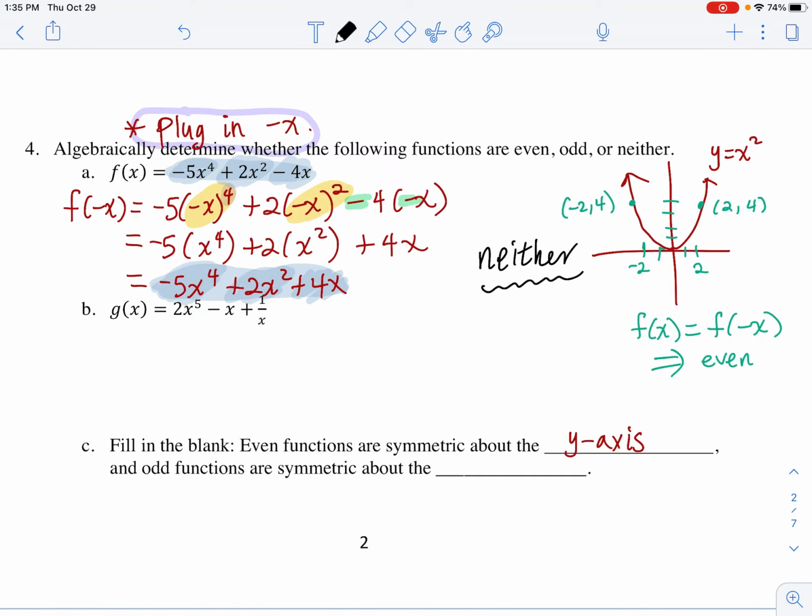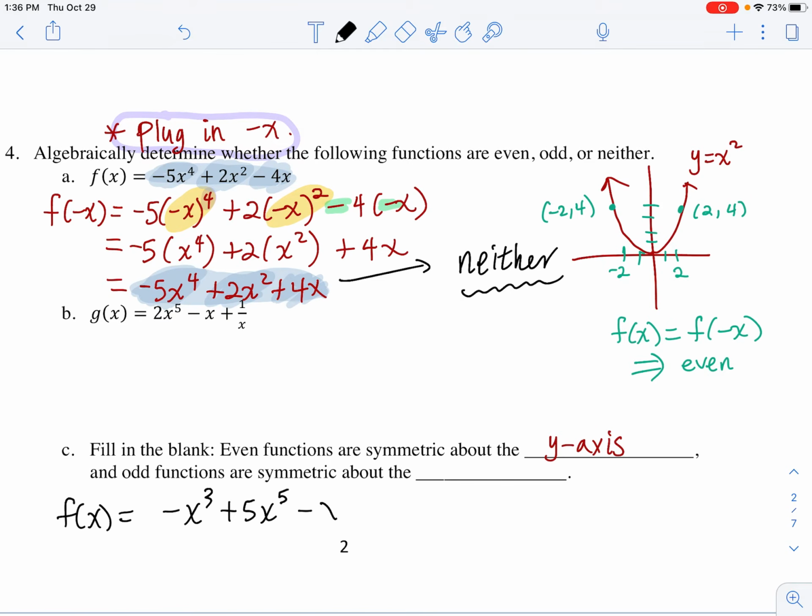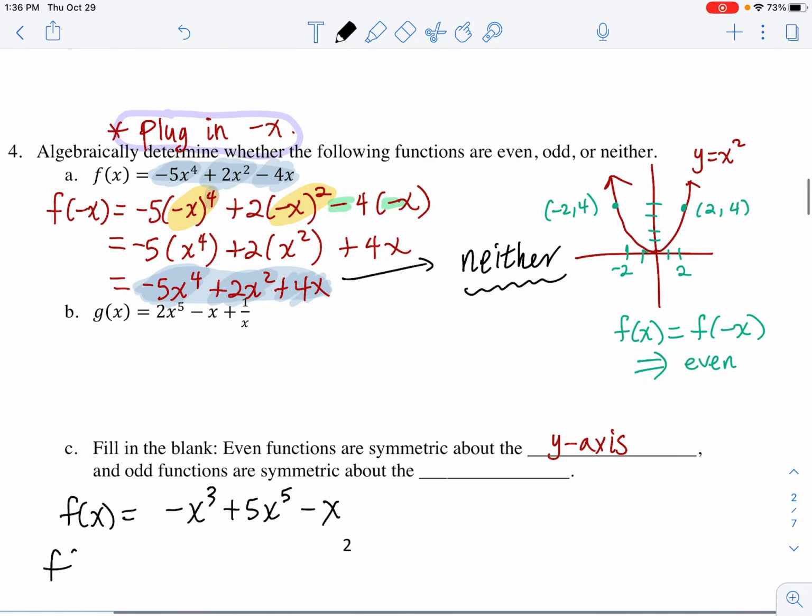I should have probably talked about, we did talk about what it means to be an odd function in class. To be an odd function, all signs must be opposite in sign. All terms must be opposite in sign. So say that if you get f of x equals, just making up an example over here, negative x to the 3rd power plus 5x to the 5th power minus x. Say that you have that.